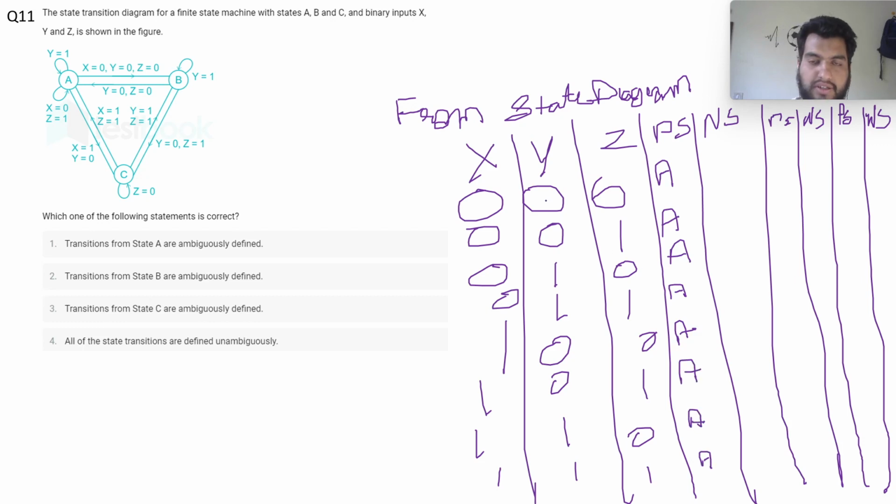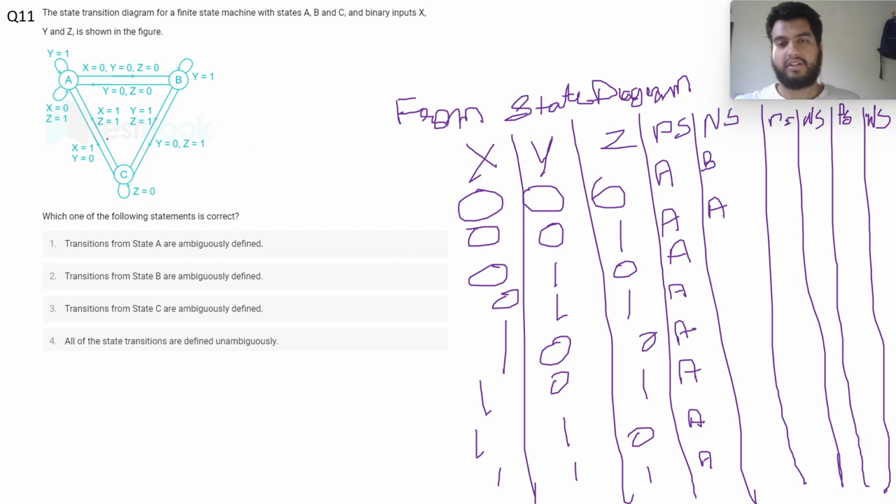So when my X equals 0, Y equals 0 and Z equals 0, I will go to B from A. When X equals 0 and Z equals 1, I'll just remain at A. I don't care about what the value of Y will be.